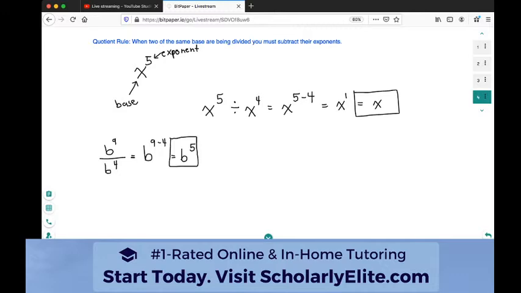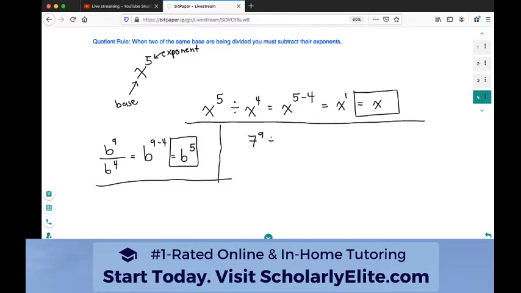Alrighty guys, let's try something else. Something very similar, but it has its own kind of flavor to it. Let's say we've got 7 to the power of 9 divided by 7 to the power of 7. Our base here is the number 7. That's really important to note. Our exponents are 9 and 7, and here we've got a division.